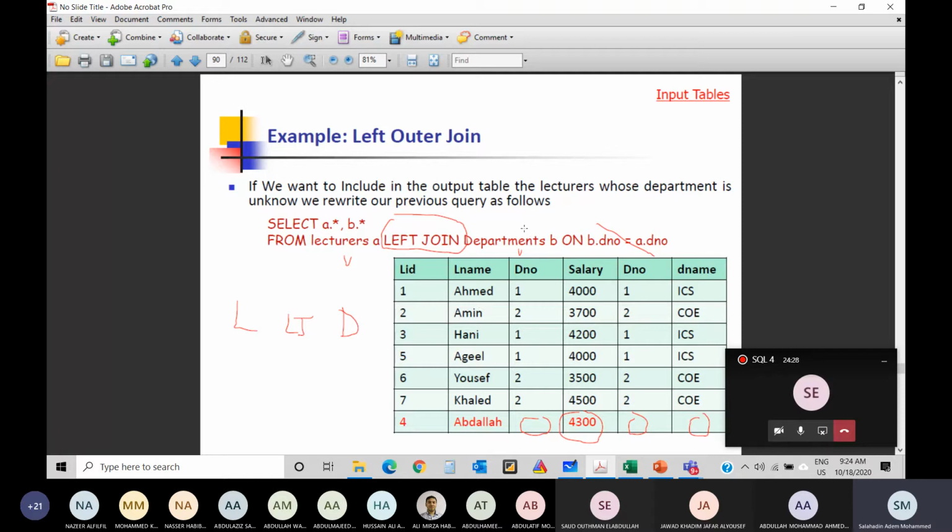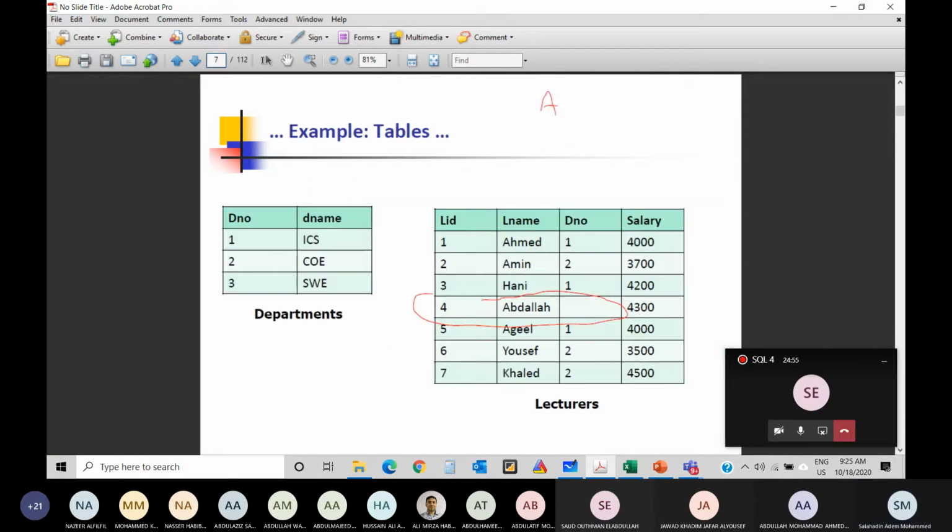Now, if I had done it the other way, writing this one here and that one there, what will happen, guys? I will see anyone on the left table, but now which one is the left table? The department, right? If you look at the department table, I don't have anyone from COE, right? And there is no SWE. Let me take you back to the table. We have the SWE major, but nobody is from SWE, isn't it? So, if I put this one on the left, I also want to see SWE in the output. This is what it means.